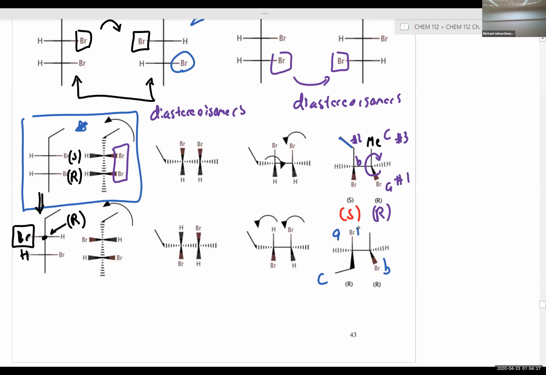A, yep. Followed by B, followed by C. So if we draw an arrow going from highest to lowest priority, do we have an R or S configuration at our first center? Is that R or S? R.